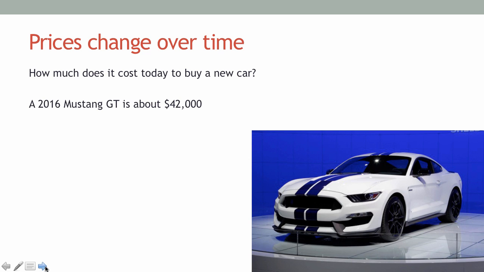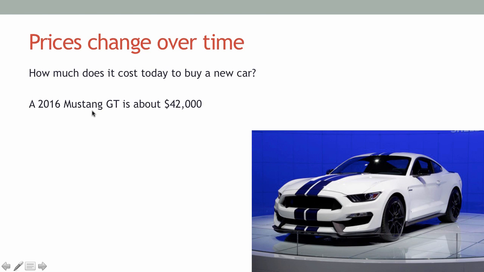All right. How much does it cost today to buy a new car? Maybe you got your eyes on the new 2016 Mustang GT. And it'll cost you about $42,000. It's a pretty slick ride. Perhaps you got a different car, but cars are pretty expensive. Anywhere from $25,000, $30,000 for lower models to $500,000 depending on what kind of car you want to get.